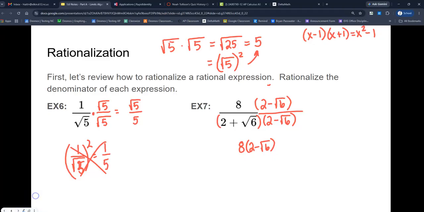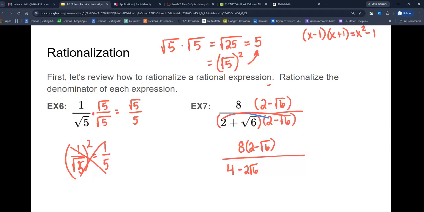So I'm going to do 2 times 2. That will give me 4. Then I've got to do 2 times negative square root of 6. Can I multiply the 2 and the 6 together? I cannot, because one's under the square root and one of them is not. So I just have to write it this way: minus 2 times the square root of 6. Okay, so I distributed the 2.